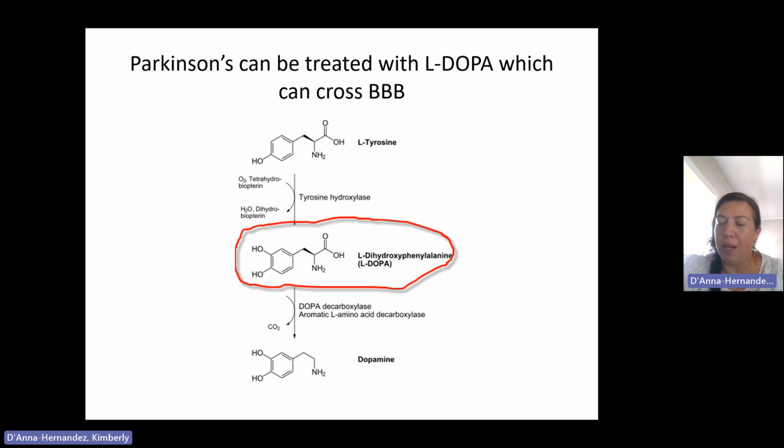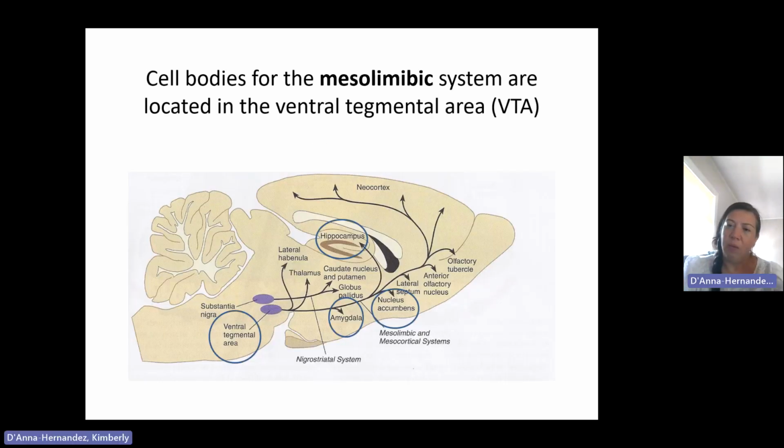And the reason they're treated with L-dopa as opposed to dopamine is that L-dopa can cross the blood-brain barrier, can cross that astrocytic level. So you can give L-dopa, and once it's in the brain, it can undergo an enzymatic reaction with dopa decarboxylase and then become dopamine. Okay, so that was the first system.